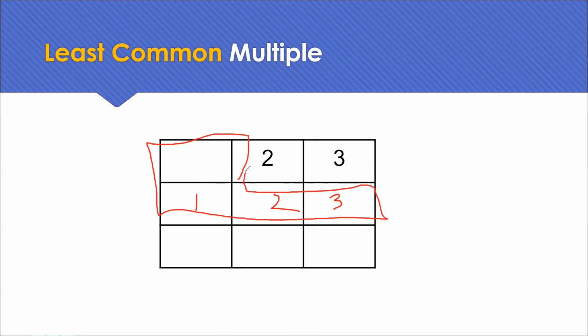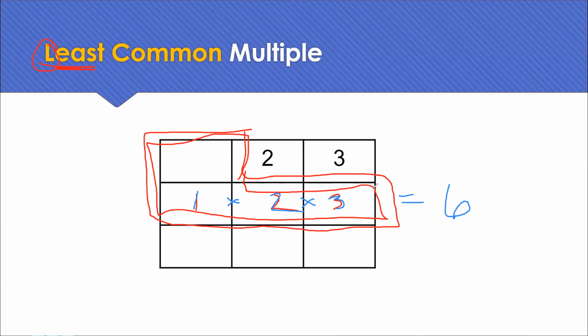If you remember from yesterday's lesson, for least common multiple, we're looking for our L. And so we're looking at all the numbers in that L shape. And then we're going to be multiplying those numbers. So I'm taking 1 times 2, which equals 2, and then times 3, which is going to be equal to 6. So I know the least common multiple between 2 and 3 is 6.